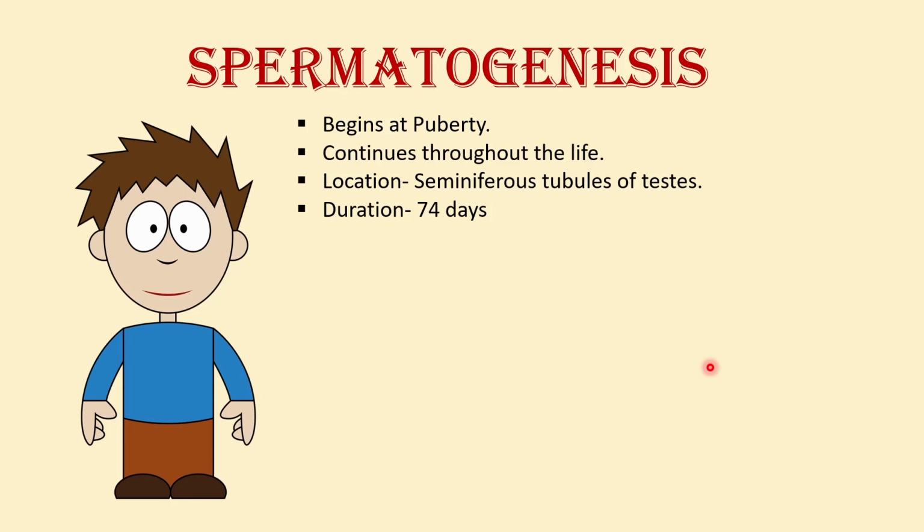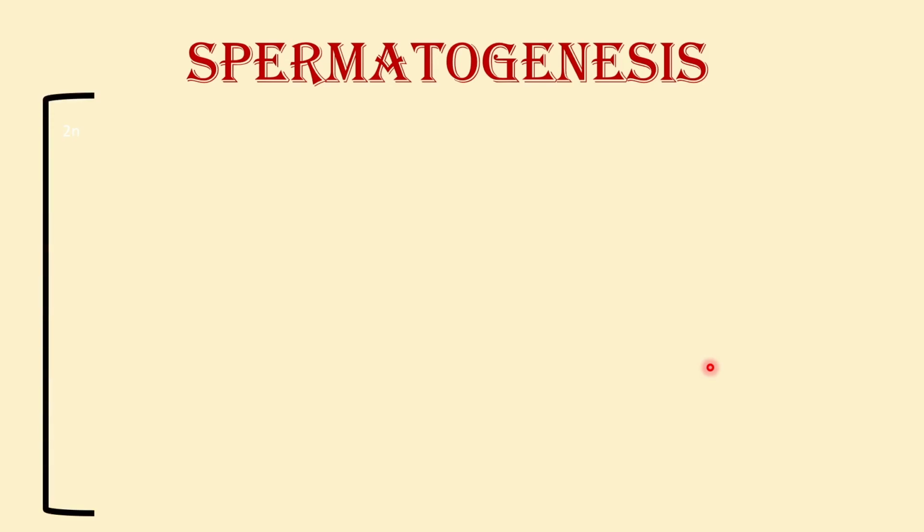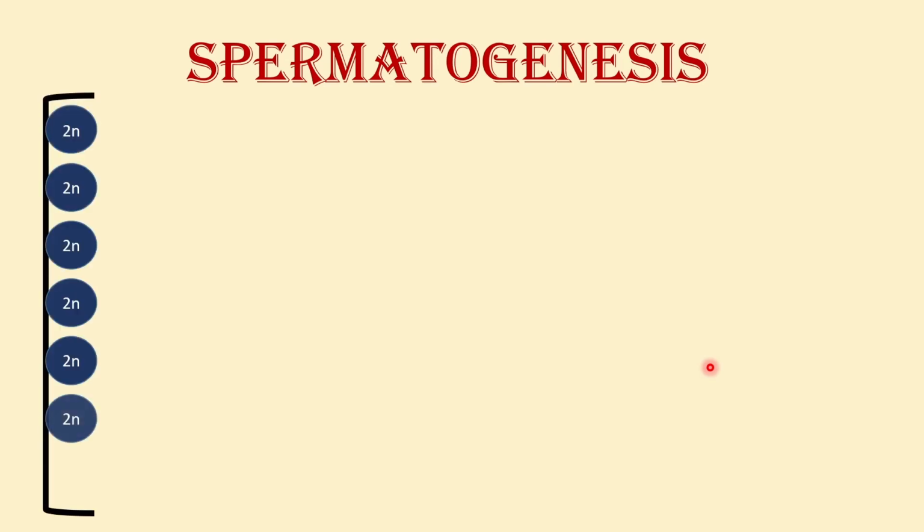Likewise, males have millions of spermatogonial cells in the seminiferous tubules. Around 300 to 600 million spermatogonial cells are there in the seminiferous tubules, and around 300 million sperms are produced per day. Now let us explore the process. Imagine this as a flow from left to right in the seminiferous tubule, starting from stem cells and ending as fully formed sperms.